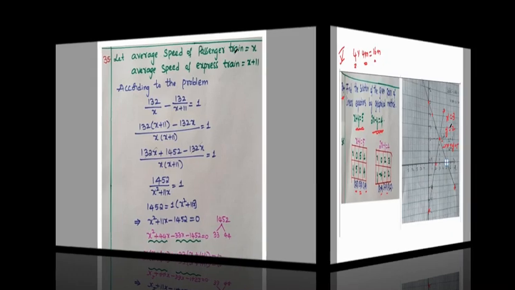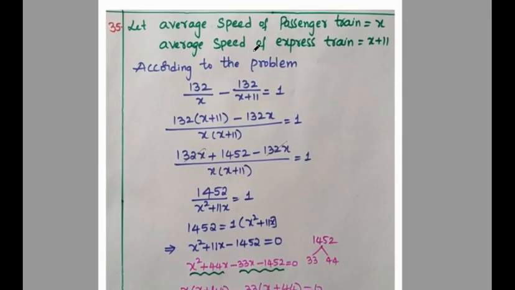Let the average speed of a passenger train be x and the average speed of an express train be x plus 11. According to the problem, 132 by x minus 132 by x plus 11 is equal to 1. The reason is time is equal to distance by speed. The difference between 132 by x and 132 by x plus 11 is 1 hour.